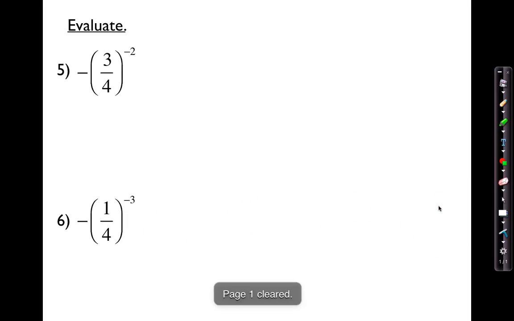Okay, so now, last type. This is a special type because our base is positive, but we have the opposite sign on the outside. So we would read this as the opposite of 3/4 raised to the negative second power. Again, we're going to start with the number 1 because we have a negative exponent.